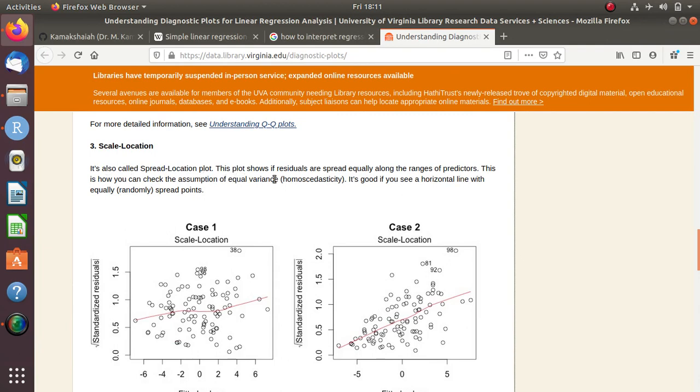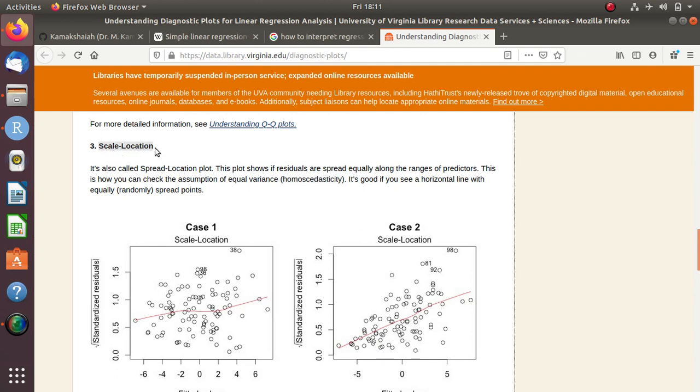Spread location plot. This plot shows if residuals are spread equally along the ranges of the predictors. There is a particular assumption this plot speaks about: homoscedasticity. This is not quite meaningful for data sets in which we have interval and ratio data. Suppose you have group data, like categorical data, there is an aspect called homoscedasticity, which means the variance across the groups are different. So we'll be testing that assumption with the help of this visualization.